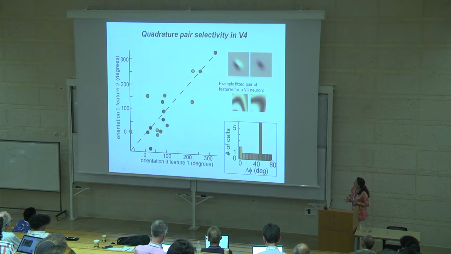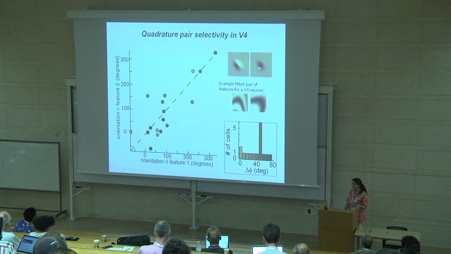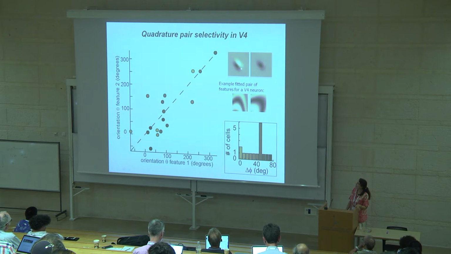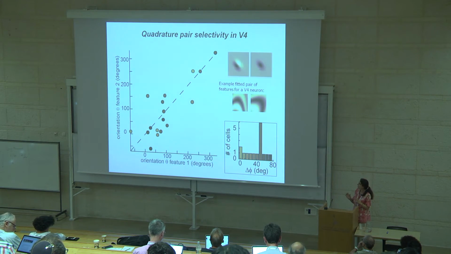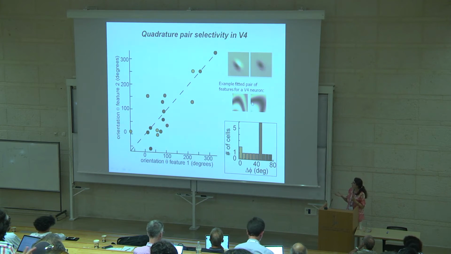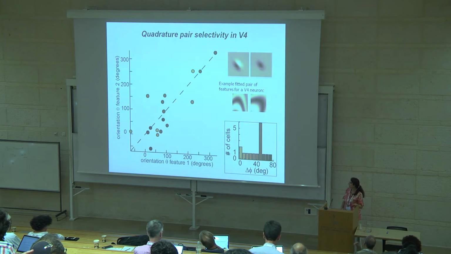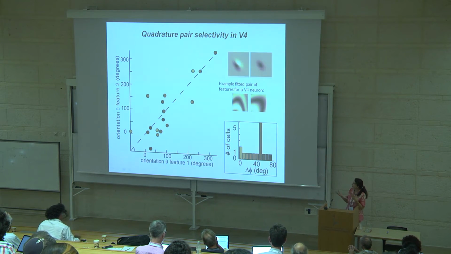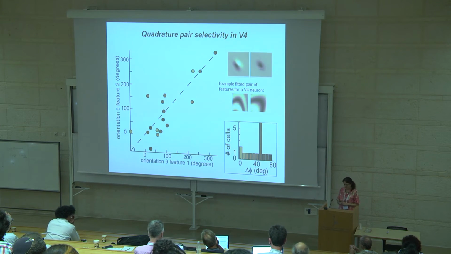And for a canonical quadrature pair selectivity, we expect here a sine and cosine, that is a phase difference of 90 degrees. In V4, we find a peak of 60 degrees, but I think this is because these two features not only have a spatial phase difference of 90 degrees, but they're also orthogonal. If I take a purely 90-degree spatial phase difference along the curved contour, these two features will not be orthogonal. And because for technical reasons these two features are orthogonal, that induces a phase shift away from 90 degrees.